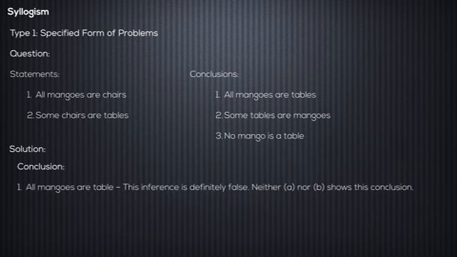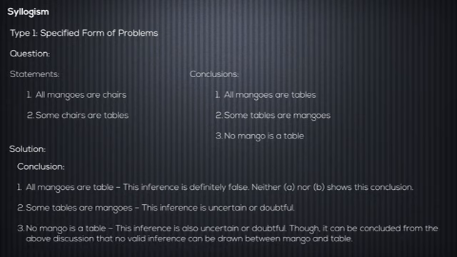That is, in conclusion 1, all mangoes are tables. This inference is definitely false. Neither A nor B shows this conclusion. In conclusion 2, some tables are mangoes. This inference is uncertain or doubtful. And in conclusion 3, no mango is a table. This inference is also uncertain or doubtful. Therefore, it can be concluded from the above discussion that no valid inference can be drawn between mango and table.